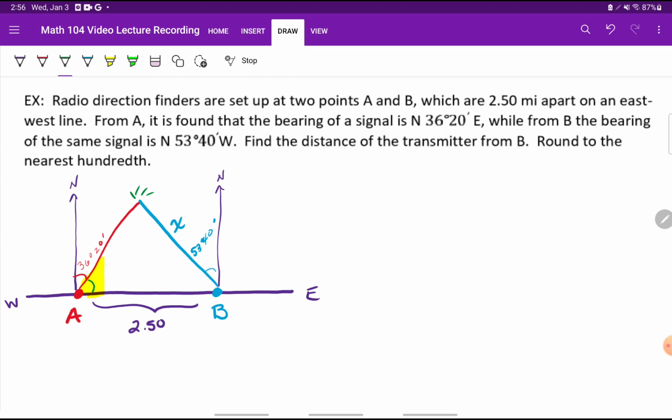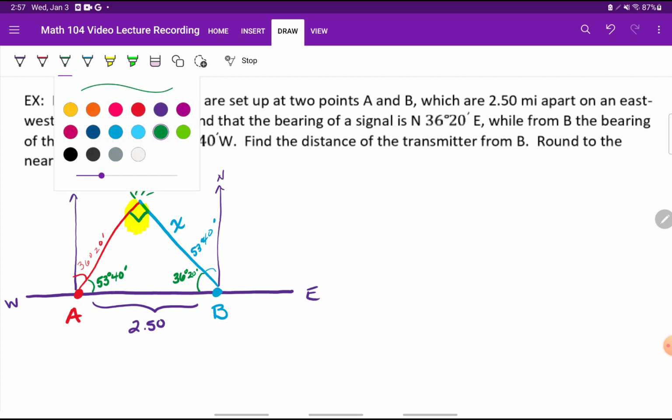So our angle here on the inside, doing 90 degrees minus 36 degrees 20 minutes, we get 53 degrees 40 minutes. And then doing the same thing with the other interior angle over here, 90 minus 53 degrees 40 minutes, we get 36 degrees 20 minutes. And then to get our last angle up here, we'll do 180 minus those two angles. And when we do that, we get 90. So we do indeed have a right triangle.